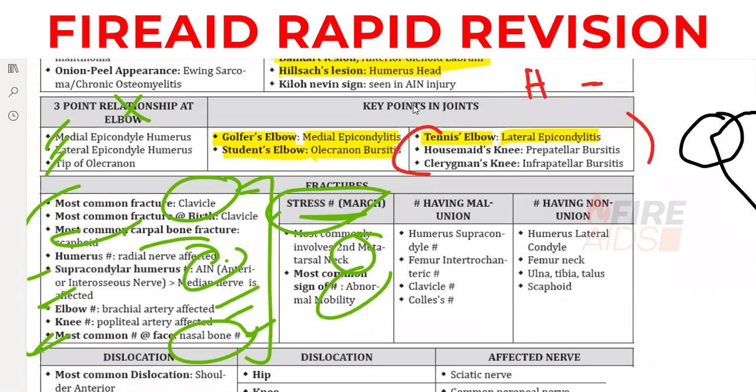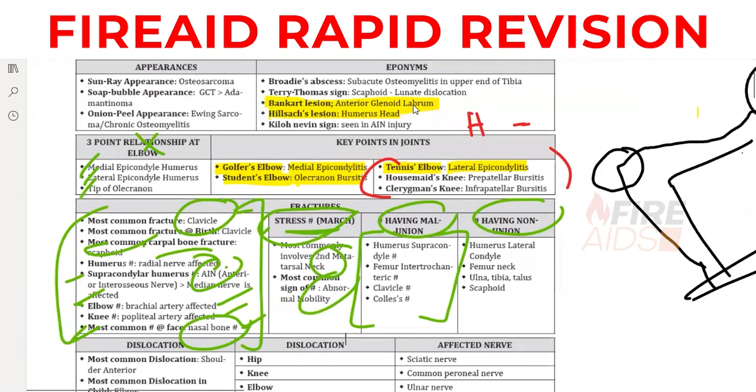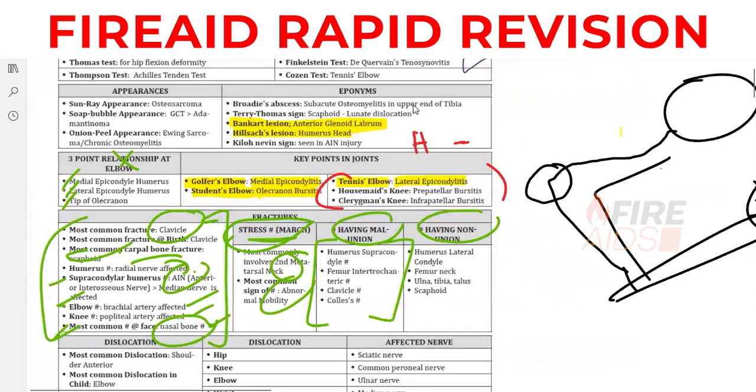Next are fractures having malunion and fractures having non-union. What are the fractures having malunion? Humerus supracondylar fracture, femur intertrochanteric fracture, clavicle fracture, and Colles fracture. So the malunion fractures are SIC. S is for supracondylar, I is for intertrochanteric of femur, C is for clavicle and Colles.